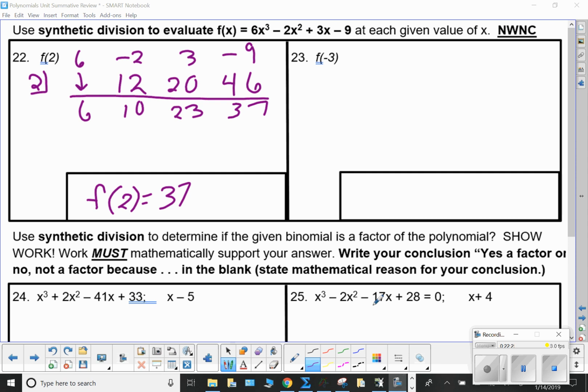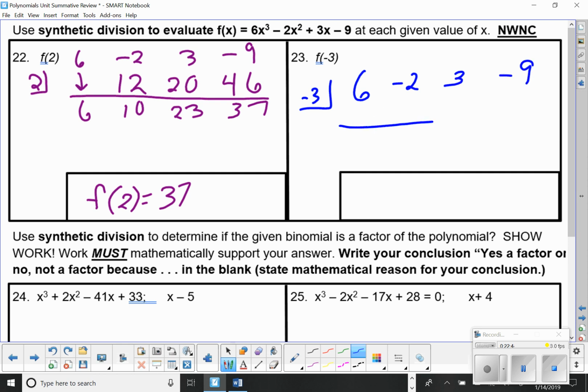All right, so when I evaluate, if I were to plug 2 into this equation, I would get 37. This is just another way to do it. Again, over here, if I put negative 3 in the seat, I have 6, negative 2, 3, negative 9. I bring the 6 down. Negative 3 times 6 is negative 18. Negative 2 plus negative 18 is negative 20. Negative 3 times negative 20 is positive 60.